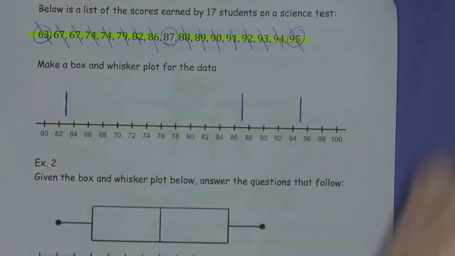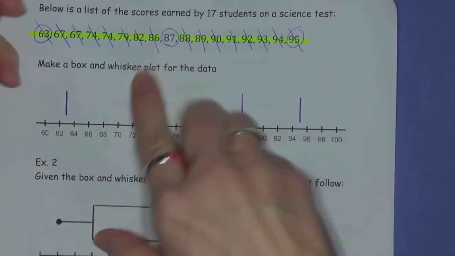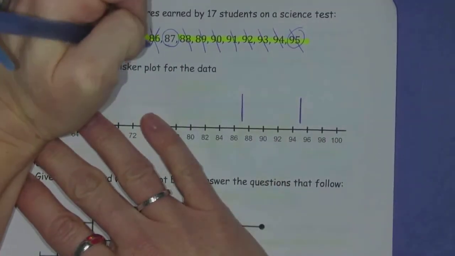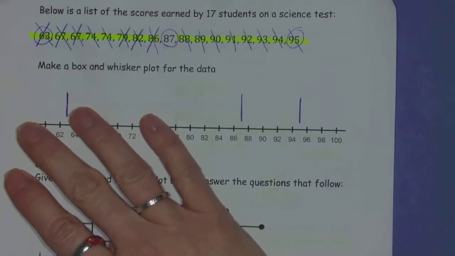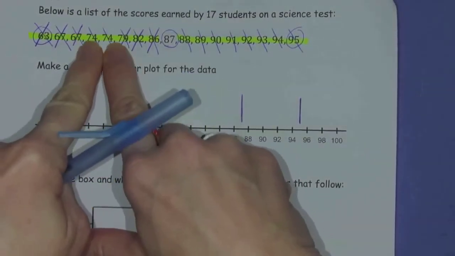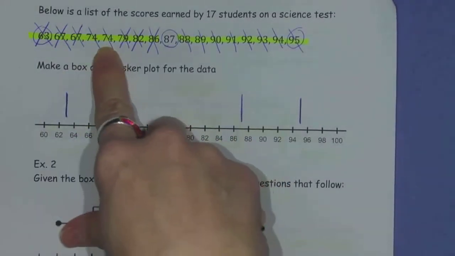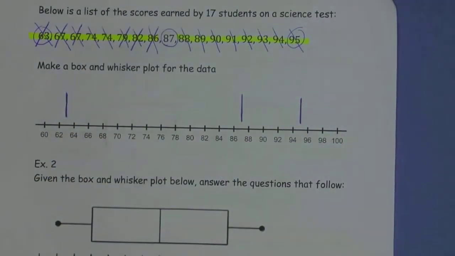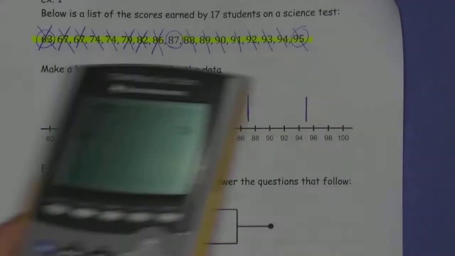And what I like to do is double cross. Since these already have crossing out through them, let's double cross them. So the 63 with the 86, the 67 with the 82, the 67 with the 79, and now here we have two numbers in the middle. So I have to average them. So to average two numbers, I add them and divide by 2. So bringing my TI in here, 74 plus 74 divided by 2 is, you guessed it, 74.